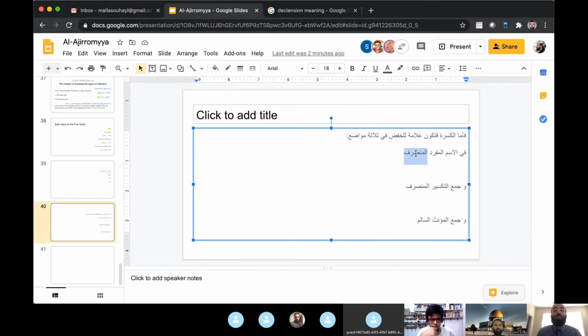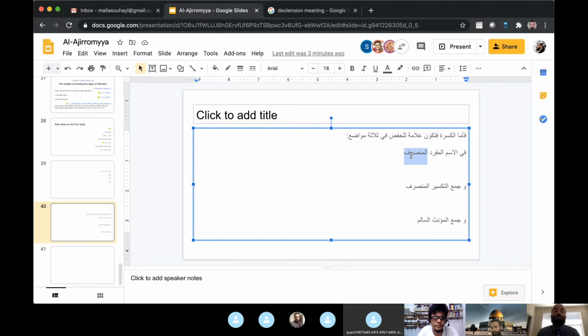Now, if a noun is al-munsarif, it means it accepts all diacritical marks. If a noun is not munsarif, it means it does not accept tanween, nor does it accept kasra. So I want you to take notes because this is not part of the book. Again, I'll repeat it. If a noun is munsarif, it means it accepts all diacritical marks. If it is not munsarif, it means it does not accept kasra, nor does it accept tanween.